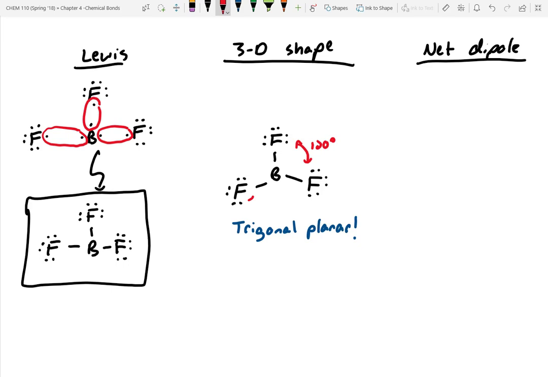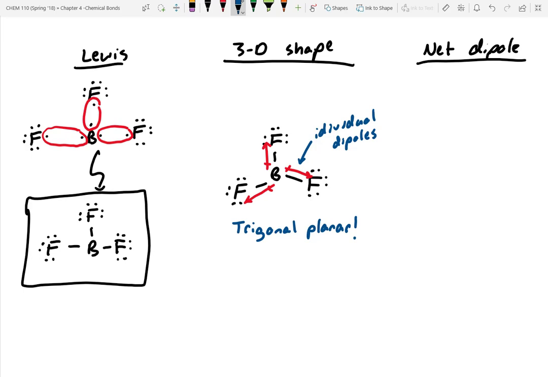So what I would do with my individual dipoles is say, all right, fluorine's going to suck electron density away from that boron on all of these sides, right? All right, so there are individual dipoles. So I'm just going to label that. Actually, I'll keep the color different. Meaning there's an imbalance of electron density between the boron and fluorine.